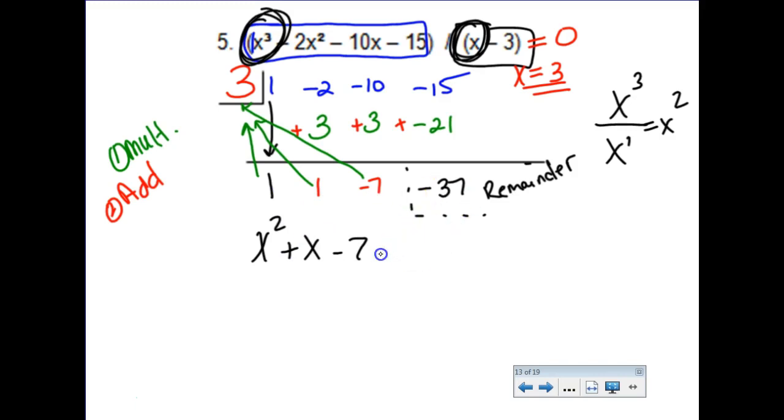And then remember, our remainder is still stuck in the division, so this -37 is still being divided by the x plus 3. But also remember, when we had this weird plus negative thing, sometimes we wrote the answer as x squared plus x minus 7, and then we just say subtract 37 over x plus 3.